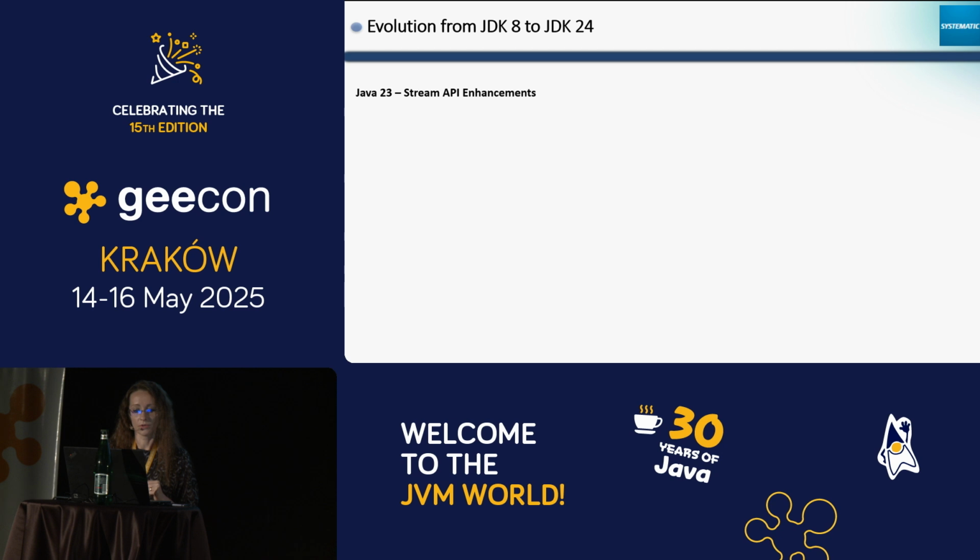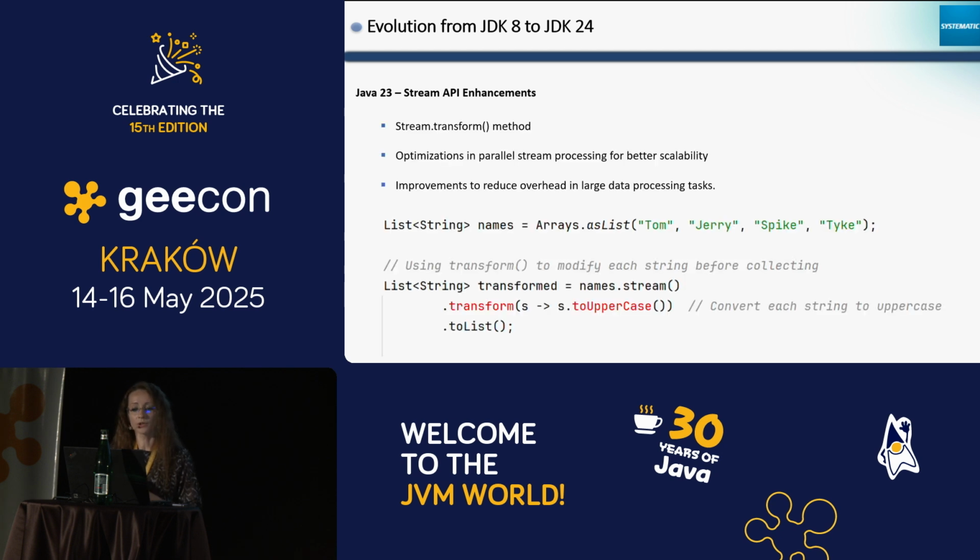Let's move to Java 23. We also have several enhancements being added in this version, starting with the transform method. I could say that this new method enables a functional transformation of stream elements, also in a more concise, readable way. And in the example that I have provided on this slide, I have used the transform method to convert a string to uppercase.